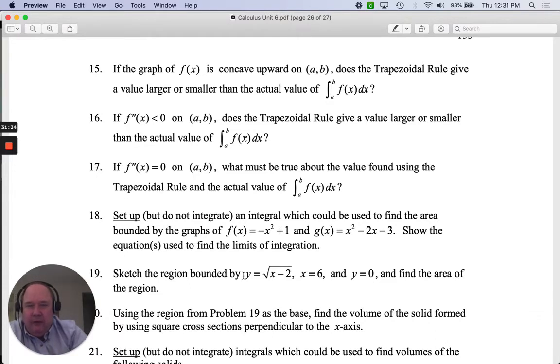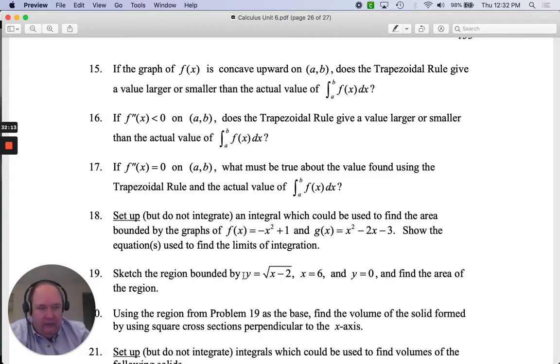Set up, but don't integrate, an integral which could be used to find the area bounded by these graphs. So I need to graph them. Negative x squared plus 1. Can you graph that? I'm going to do it, and I wonder if you can do it as I'm doing it. And then x squared subtract 2x subtract 3. I'm actually going to factor that: x subtract 3, x plus 1, and then I'm going to find the x-intercepts. So I have an x-intercept at 3 and another one at negative 1. Can you find 3 and negative 1? I'm also going to make them equal to each other to know where they intersect.